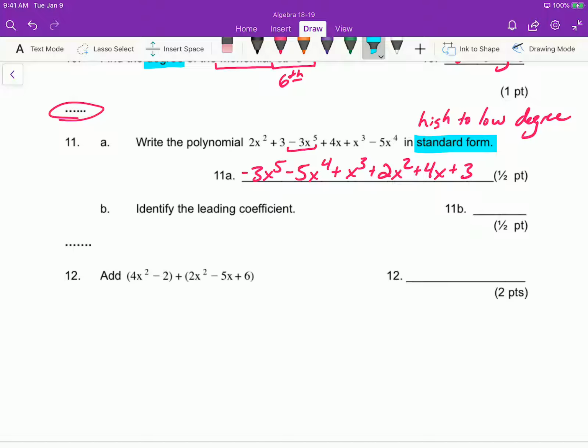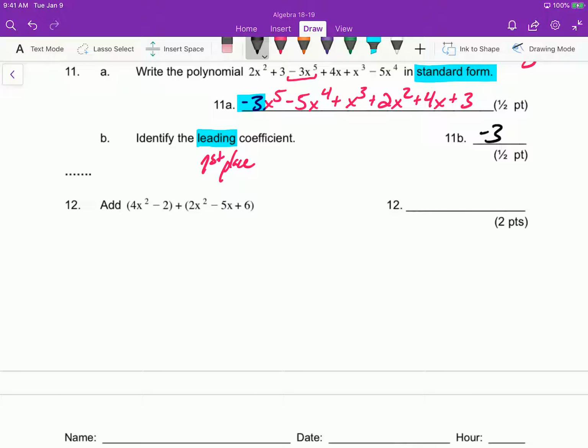All right, now second part, leading. Think first place. The first one you see, not highest or lowest. Literally what comes first. So in this problem, it would be the negative 3. So your answer would be negative 3. Notice I didn't include the x. The coefficient is just the number in this problem.